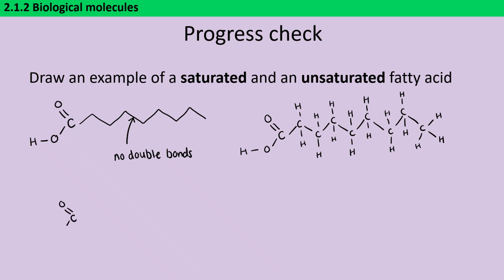so that carbon double bonded to oxygen, single bonded to another oxygen which is bonded to hydrogen. And then for your unsaturated fatty acid, again you could choose to draw it as the skeletal formula or the full displayed formula, but if it's unsaturated it needs to contain those double bonds.